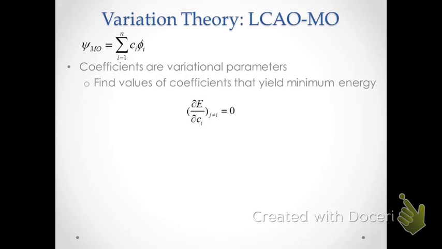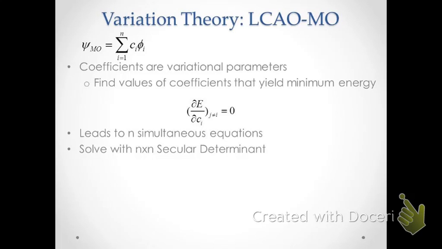So to be more specific, suppose we have 4 atomic orbitals in our linear combination, which means we're going to generate 4 molecular orbitals. We're going to have 4 derivatives that we have to take and set equal to 0. And that means we're going to have to solve 4 simultaneous equations. So the number of simultaneous equations is equal to the number of atomic orbitals in our linear combination. And to solve those, we're going to use a secular determinant, which is going to have the same number of rows and columns as the number of atomic orbitals. So if we have n atomic orbitals, we'll have an n by n determinant. If we have 4 atomic orbitals, we'll have a 4 by 4 determinant with 4 rows and 4 columns.